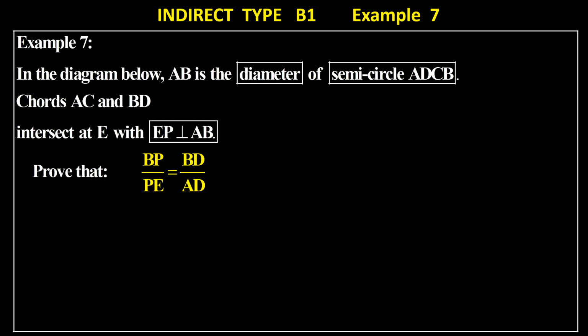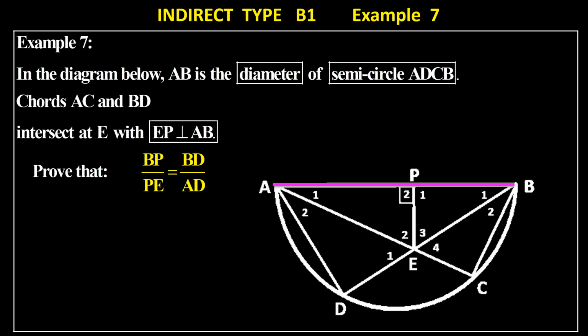So there we have a diagram. You can see the diagram there. AB is the diameter of a semicircle ADCB, and there are chords AC and BD, and they intersect at E, and EP is perpendicular. It's always important here that you read your information carefully. Diameter, and maybe what you can do is just highlight the diameter.